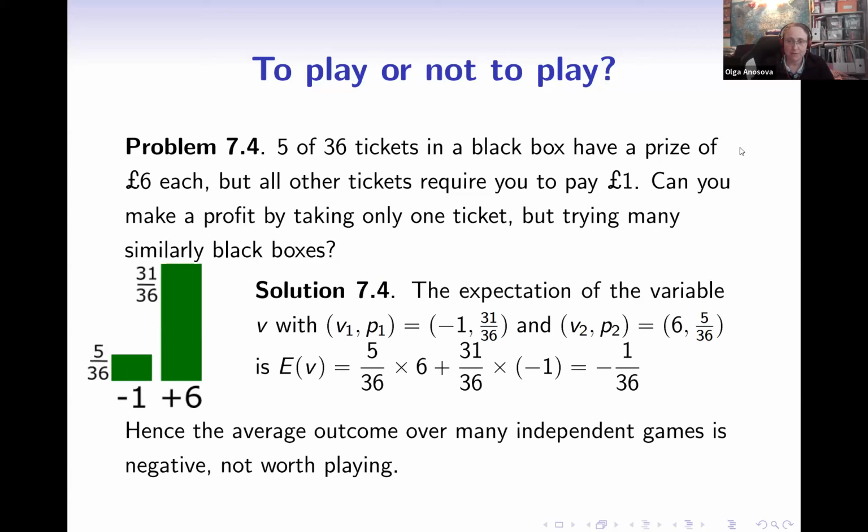Let's put some maths behind our initial guesses. So what we are trying to find is the expectation of the win. So our random variable is now the win. So what possible values can our win take? It can be either -1 or it can be +6.